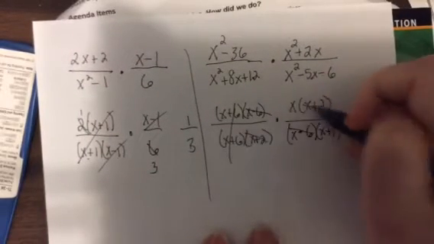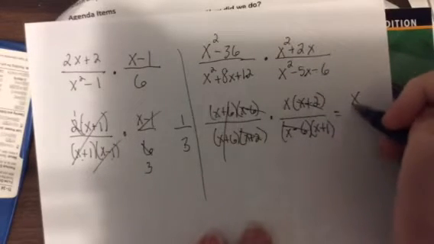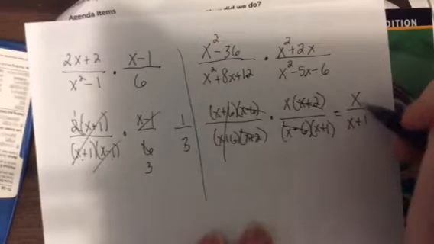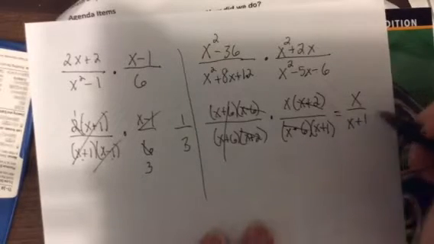X plus 2's cancel. Now a lot of you are going to go, oh my goodness, x over x plus 1. Can you cancel the x with the x? No. It's x plus 1.